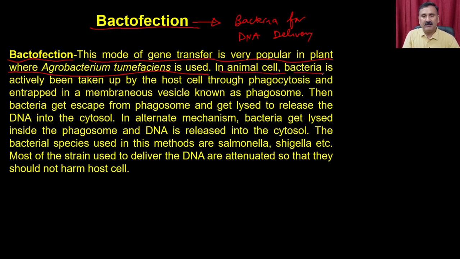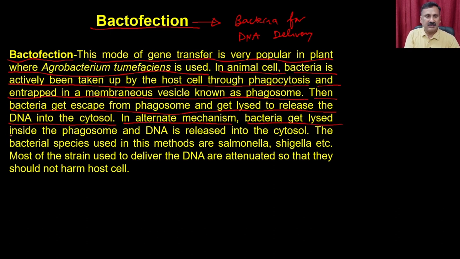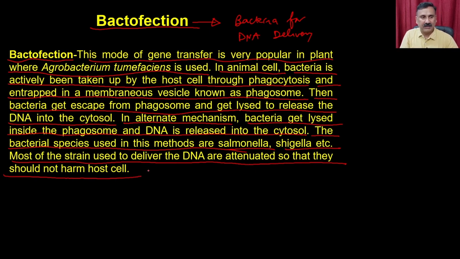In animal cells, the bacteria are actively taken up by the host cell through a process called phagocytosis, and entrapped in a membranous vesicle known as a phagosome. Then the bacteria escape from the phagosome and get lysed to release the DNA into the cytosol. In an alternate mechanism, the bacteria get lysed inside the phagosome and the DNA is released into the cytosol. The bacterial species used in these methods are Salmonella, Shigella, etc. Most of the strains used to deliver the DNA are attenuated, so they should not harm the host cells.